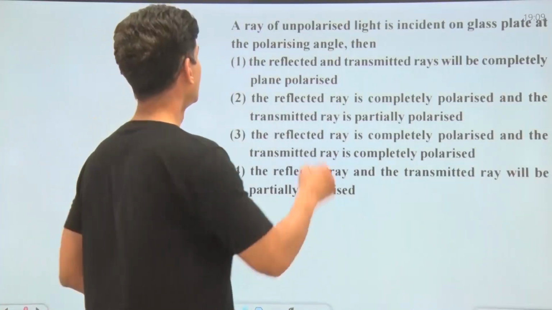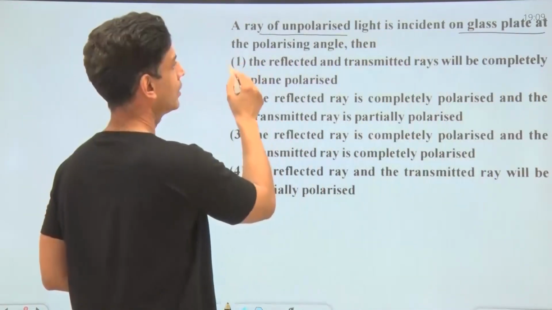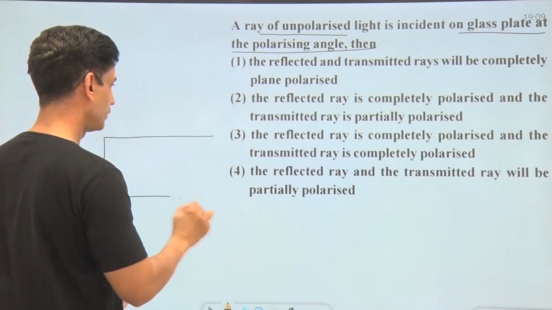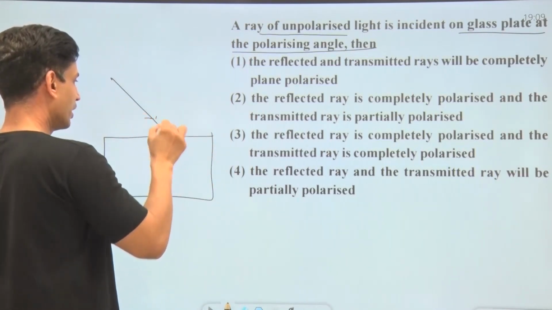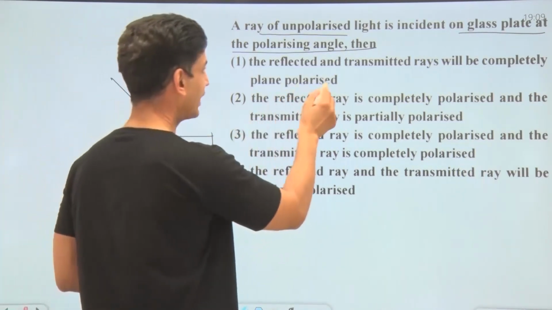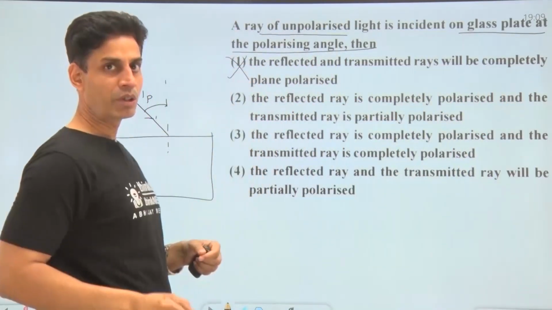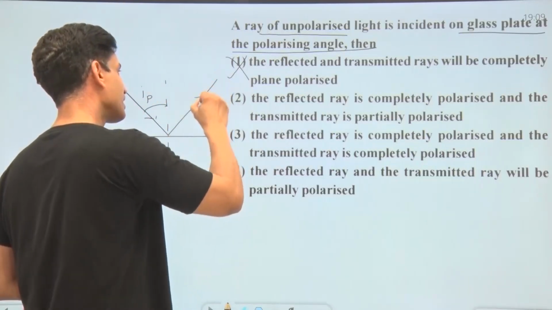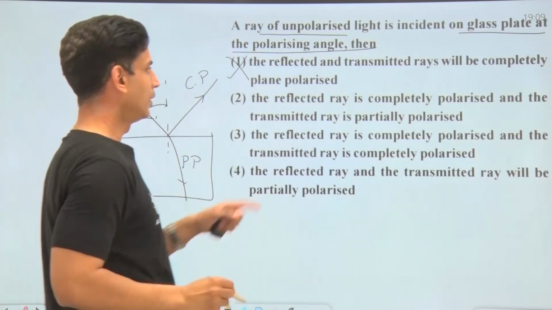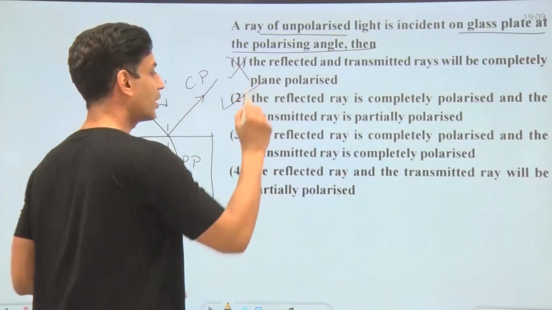Now move to the next one. A ray of unpolarized light is incident on a glass plate at the polarizing angle. This is unpolarized light and it is incident on a glass slab at the polarizing angle. Then the statement that the reflected ray and transmitted ray will be completely plane polarized is incorrect, because in this case the reflected ray is completely polarized, and the refracted ray is partially polarized. Reflected ray is completely polarized and the transmitted ray is partially polarized. It is the correct statement.